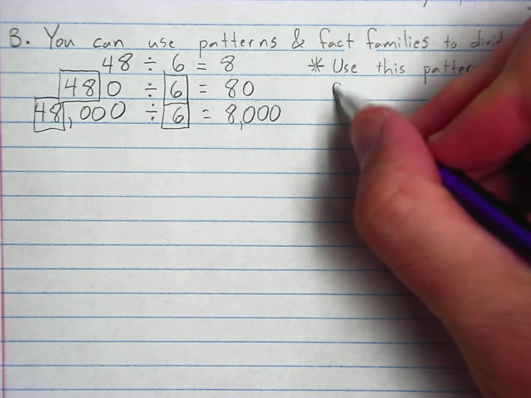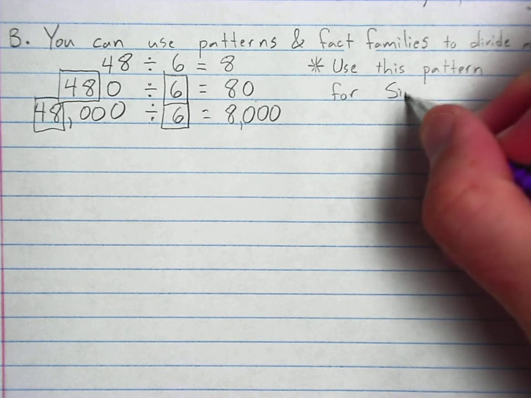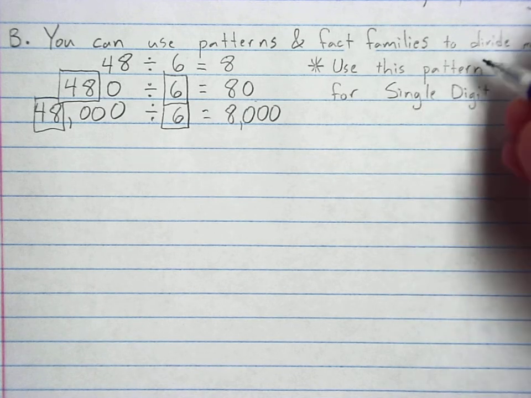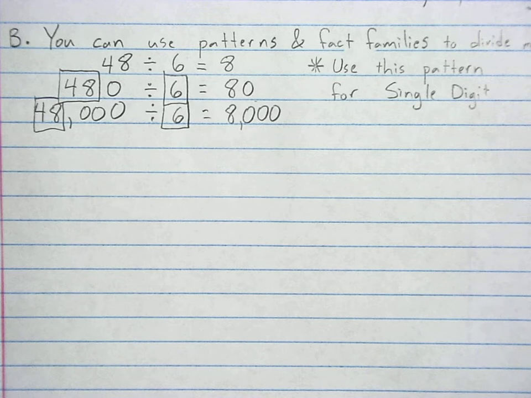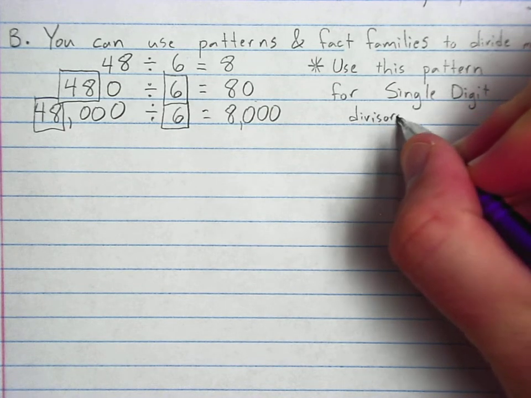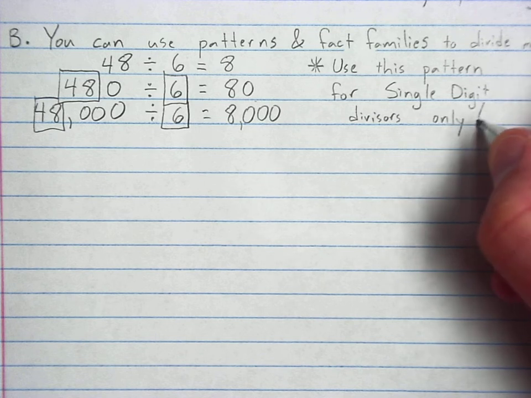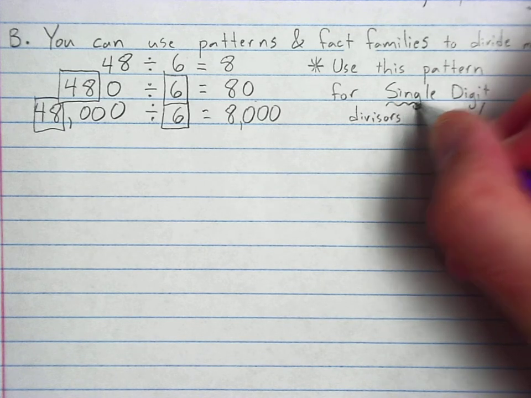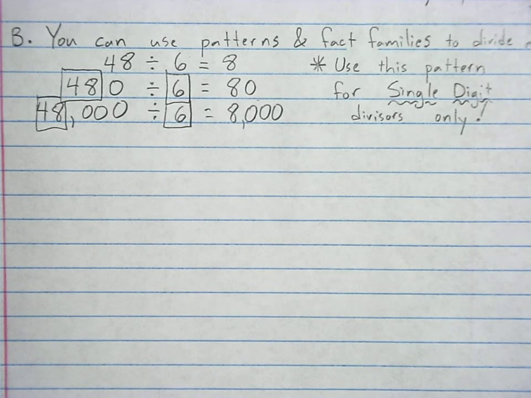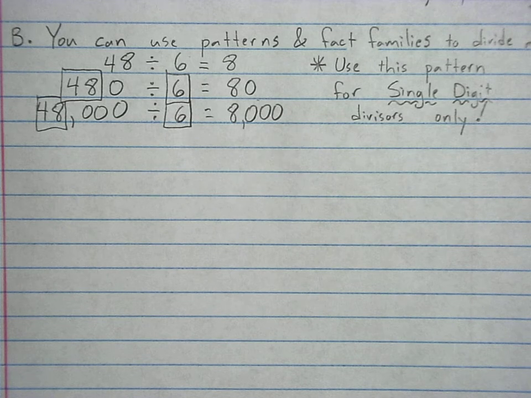Use this pattern for single-digit divisors only. I'll put a little squiggly underline under single digit. If your divisor is bigger, it's not going to work. So that very much limits how much we can do this, but it's still a nice tool to have.